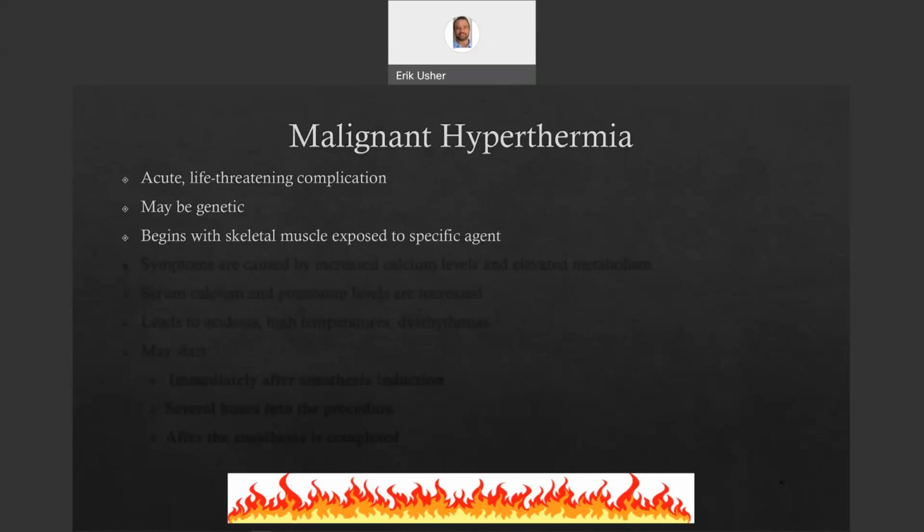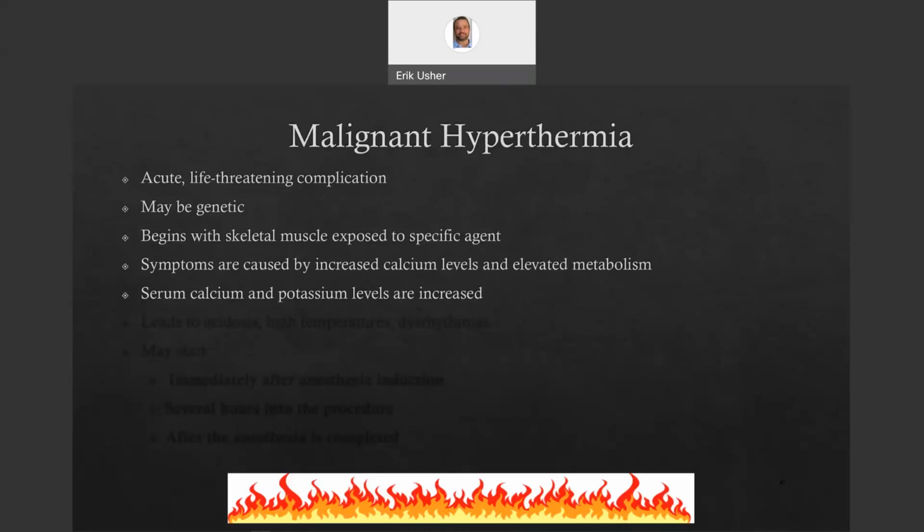Could be genetic. It does have a disposition, but it begins with skeletal muscle exposed to a specific agent. The symptoms are caused by increased calcium levels and elevated metabolism. So serum calcium and potassium levels are increased, and it leads to acidosis, high temperatures, dysrhythmias.